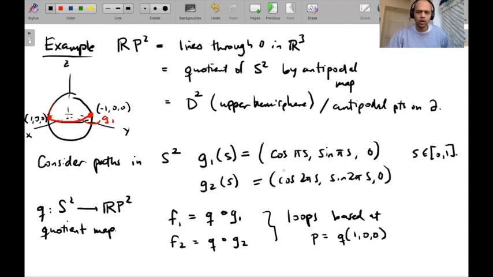And, well, note that F2 extends to the disk.